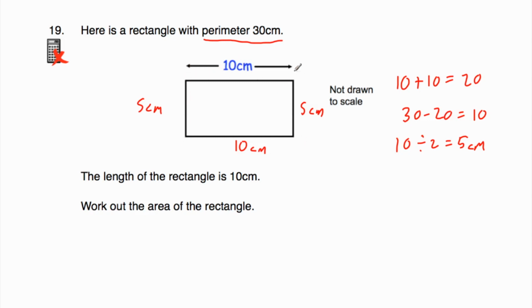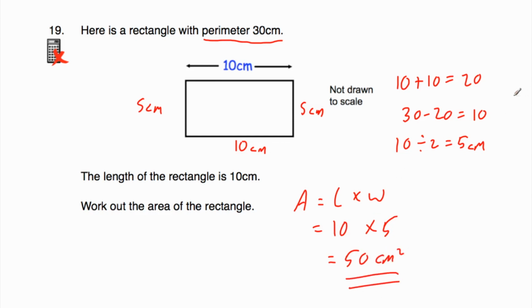And let's just check it. 10 plus 5 is 15, plus 10 is 25, plus 5 is 30. So that's it. So that's our rectangle. We've been asked to work out the area of the rectangle. So the area is equal to the length multiplied by the width. So it's going to be the length, which is 10, multiplied by the width, which is 5. So 10 multiplied by 5 is equal to 50 centimetres squared. So the area of the rectangle is 50 centimetres squared.